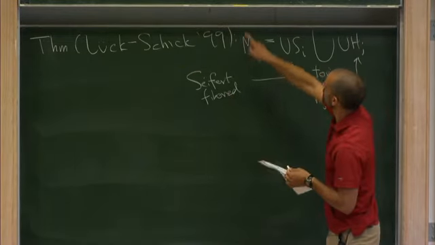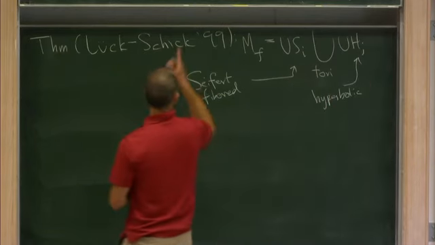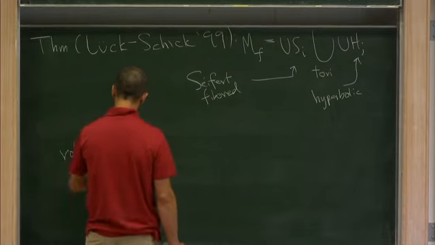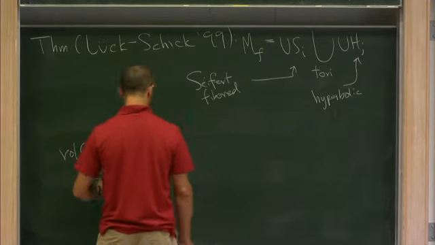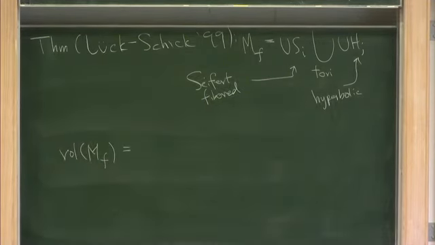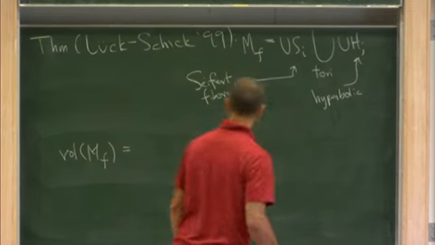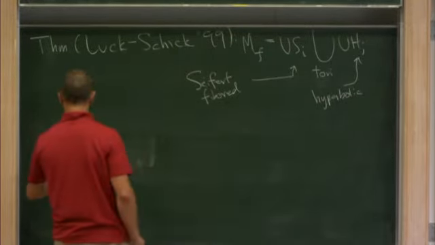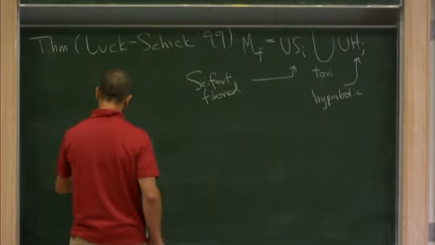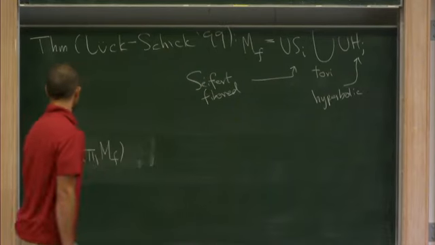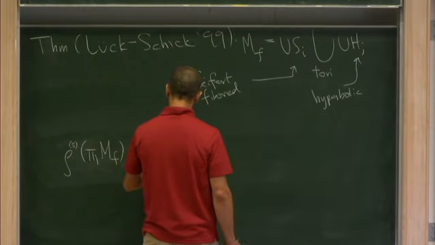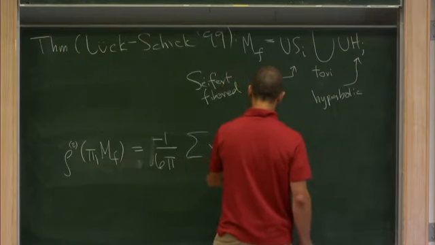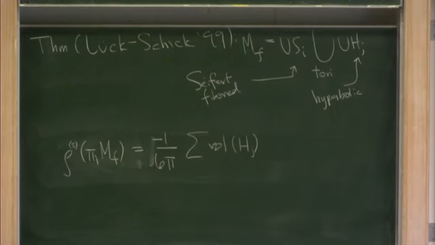All right, and what Lück and Schick prove is that, of course, the fundamental group of this manifold is the semi-direct product of the surface group, and what they prove is that the torsion of the manifold is proportional to the volume of the hyperbolic pieces. So the torsion of the fundamental group is minus 1 over 6 pi times the sum of the volumes of the hyperbolic pieces.